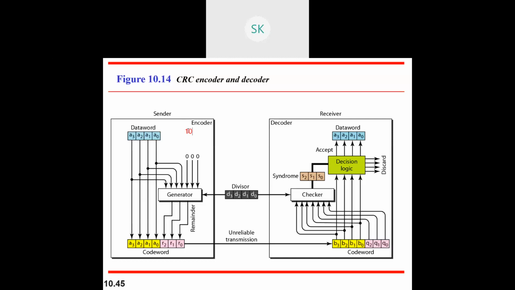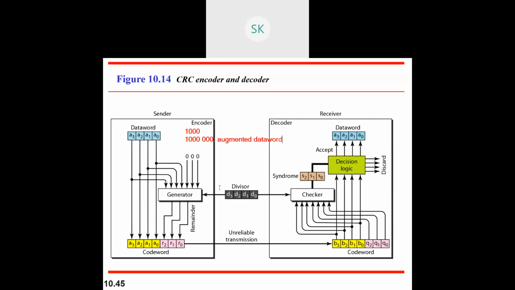Your data word is 1 0 0 0. For this, I'll attach 3 redundancy bits so that the code word will be 7 bits. At the beginning, I'll take it as 000. This becomes not the actual code word, but the augmented data word. Now I need to give the data bits as well as the 3 bits that are added.